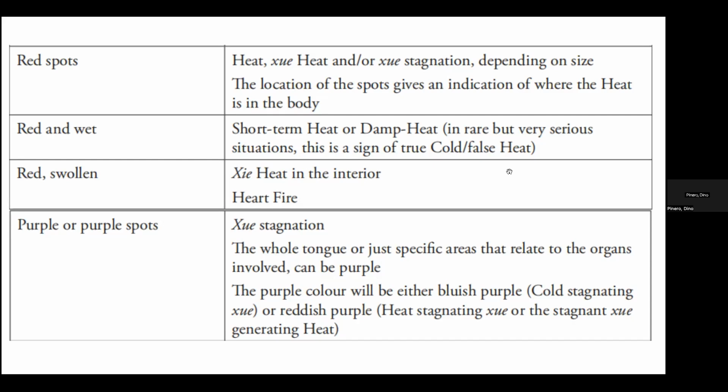Pag purple or purple spots, we have blood stagnation. The whole tongue or just specific areas that relate to the organs involved can be purple. The purple color will either be bluish purple, meaning there is cold, stagnating blood. Pag reddish naman, reddish purple, there is heat stagnating the blood, or the stagnant blood generating heat. So, kailangan ma-distinguish po natin yung reddish purple and bluish purple. This could be either cold or heat stagnation.